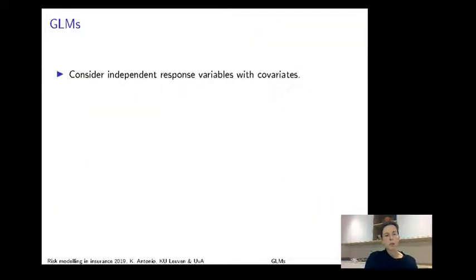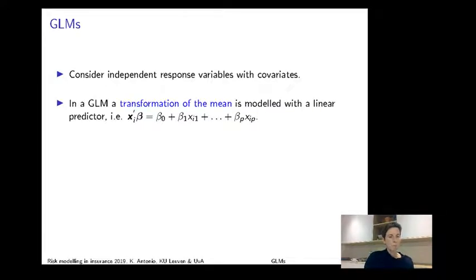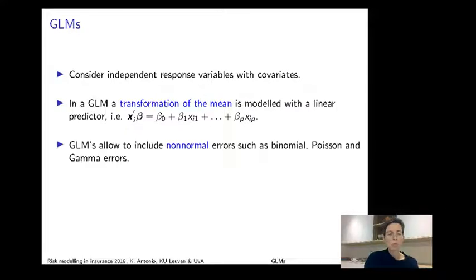In order to launch a general discussion on generalized linear models, you will start from the following basic premises. You consider a set of independent response variables in the presence of covariates. Characteristic of a GLM is that you will model a transformation of the mean with a linear predictor. In this notation, beta 0 refers to the intercept and p covariates are used in the linear predictor. GLMs allow to include non-normal errors, such as binomial, Poisson, or gamma-distributed errors.